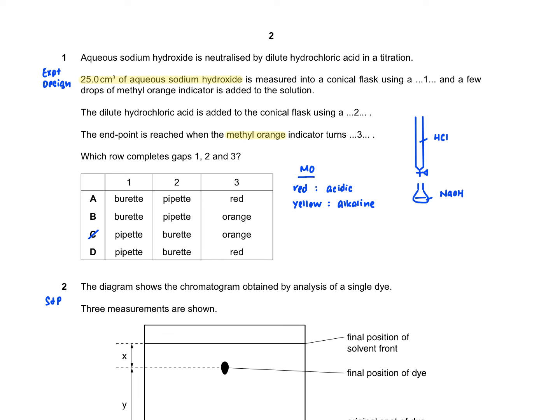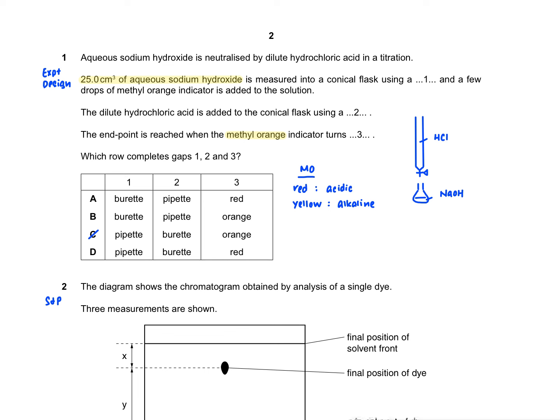So this question talks about a titration. And in a titration, obviously, we need a burette, we need a pipette to measure 25 centimeter cube of your solution into your conical flask. So from the question, we are measuring 25 centimeter cube of sodium hydroxide. So for sodium hydroxide, we must use a pipette. And we are titrating against hydrochloric acid. So hydrochloric acid must be in the burette.